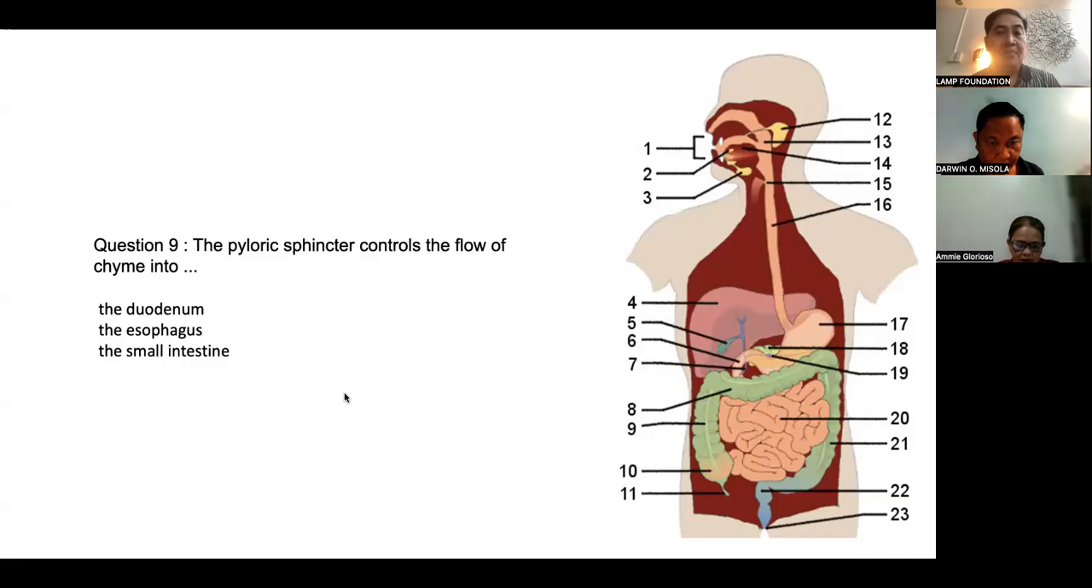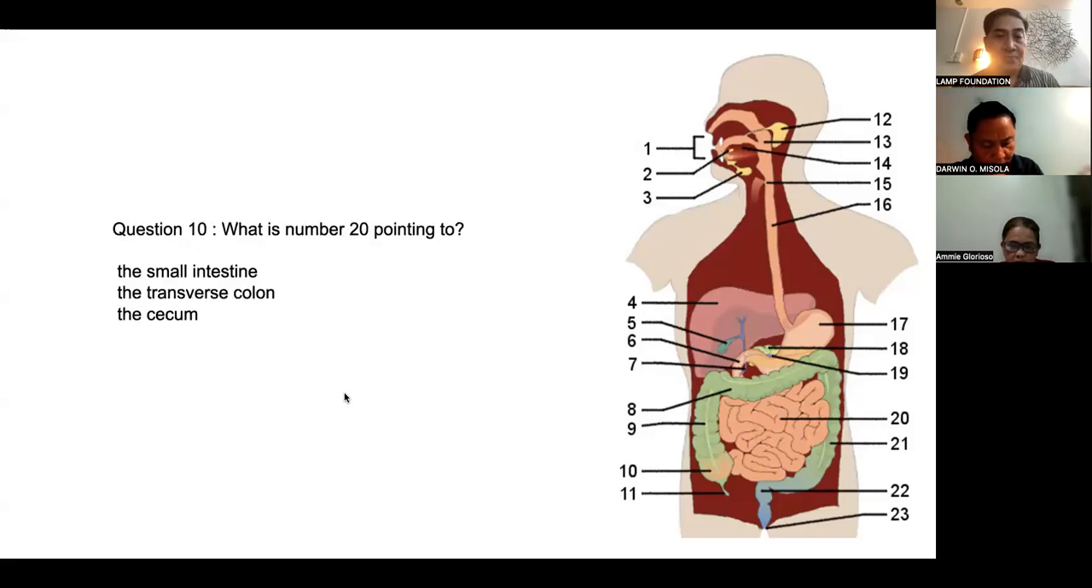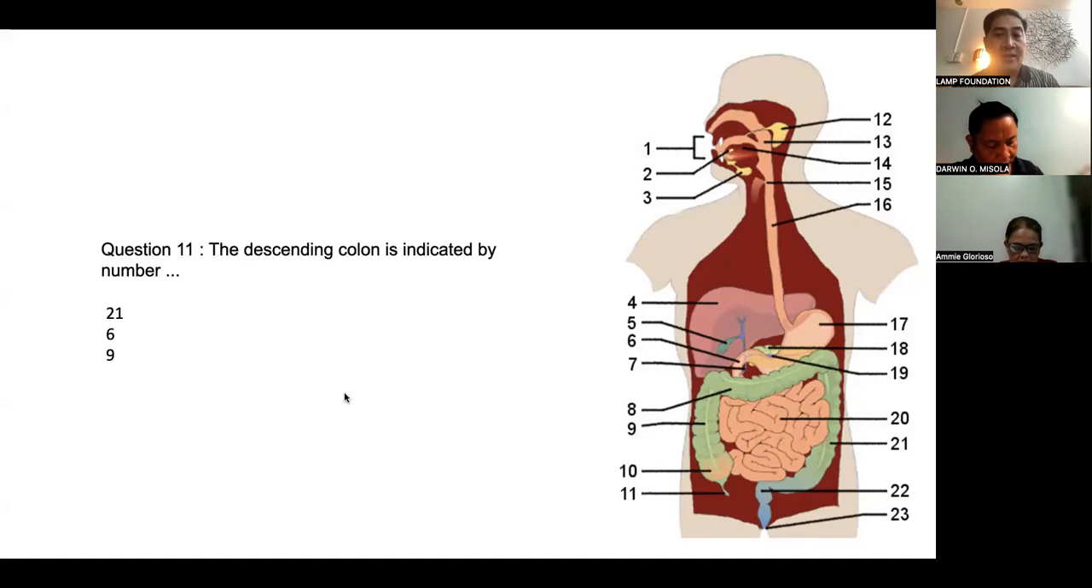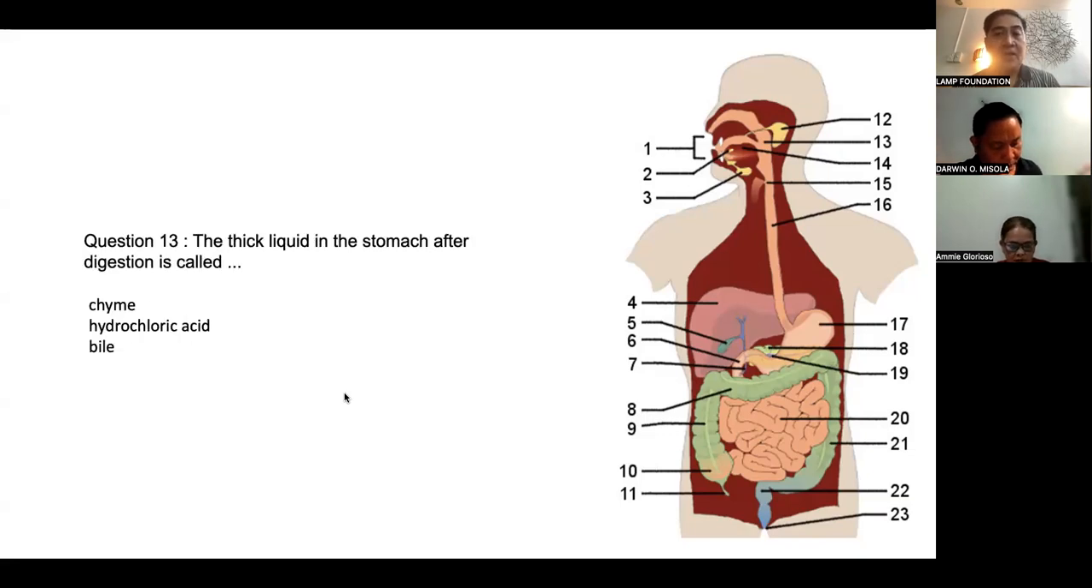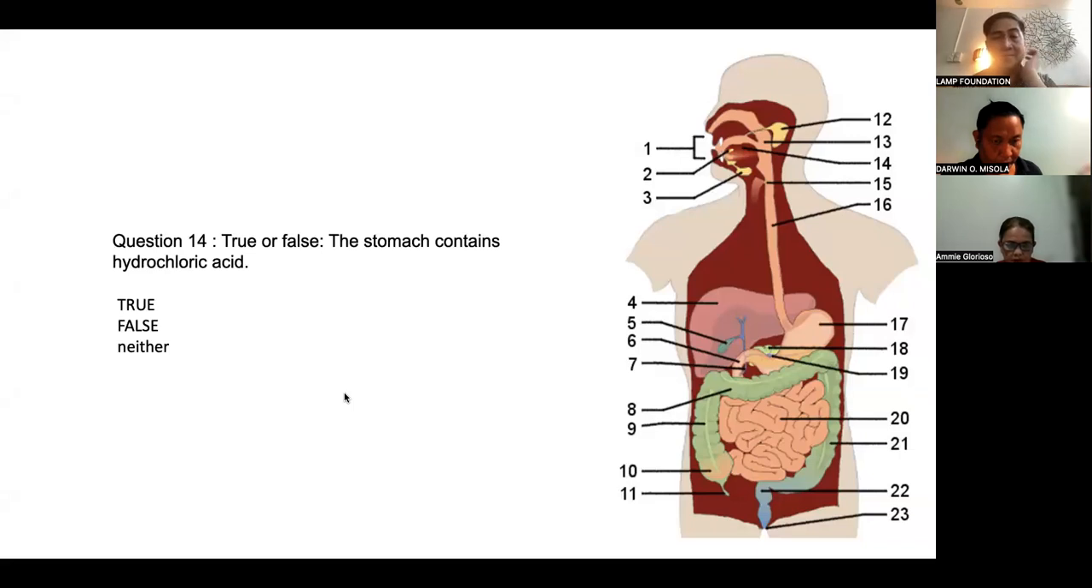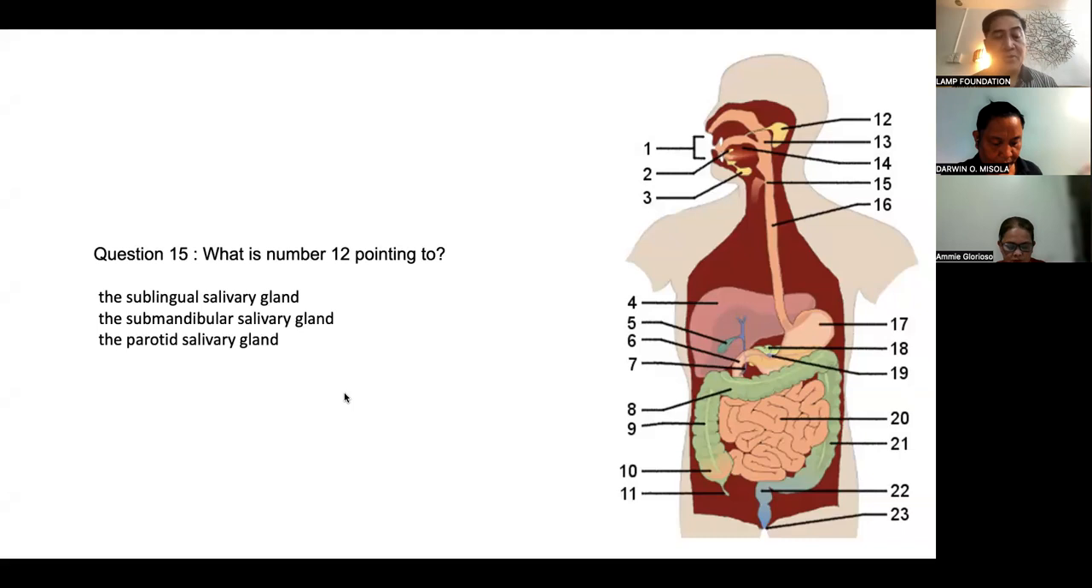What is number 18? Pancreas. The pyloric sphincter controls the flow of chyme into the duodenum. What is number 20 pointing to? Small intestine. The descending colon is indicated by number 21. What is number 22 pointing to? Rectum. The thick liquid in the stomach after digestion is called chyme. True or false? The stomach contains hydrochloric acid. True. What is number 12 pointing to? Carotid salivary gland.